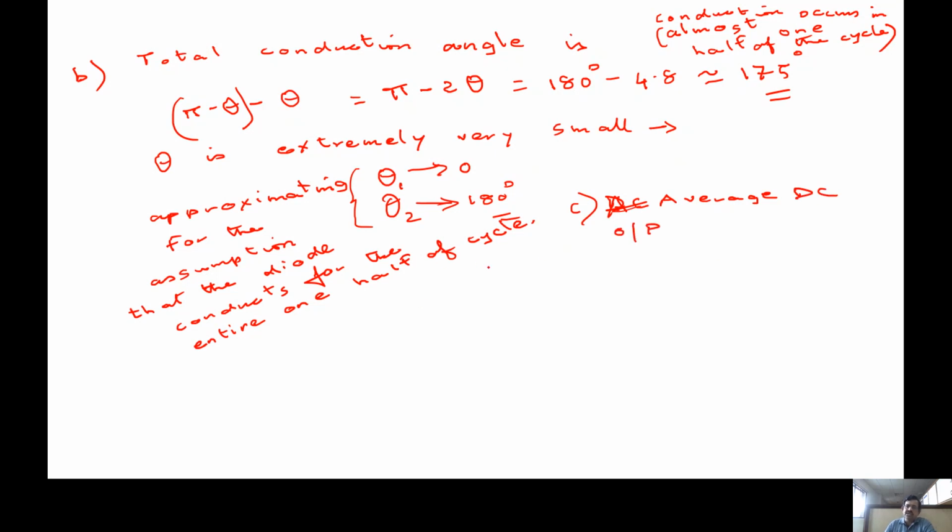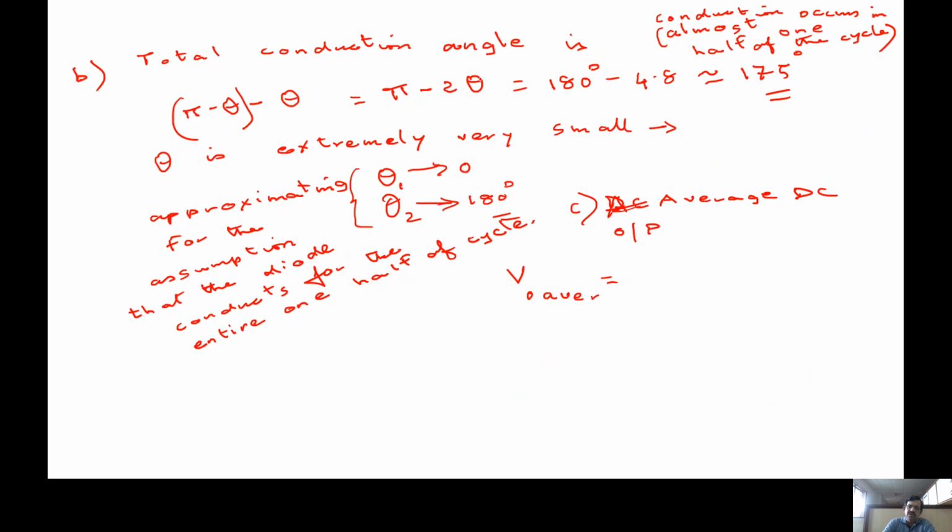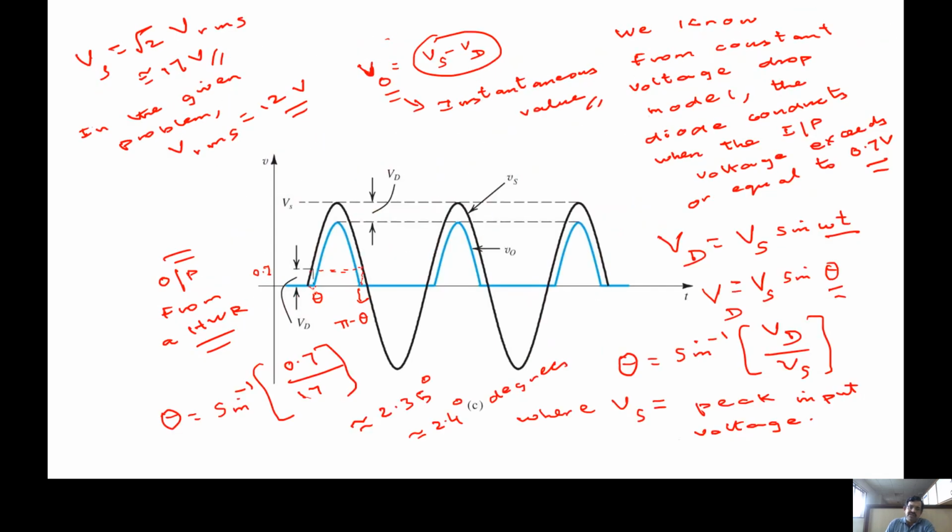So to do this average DC output, we will see that V out average will be equivalent to, I told you this is instantaneous. We needed to do the time average. So how do I do the time average? The input cycle is for the entire 2 pi, so I have to consider that entire period, average over the entire period of the cycle, and then I have to integrate.